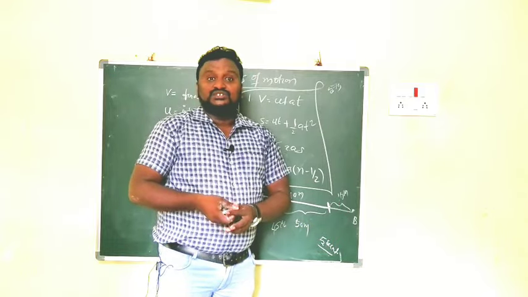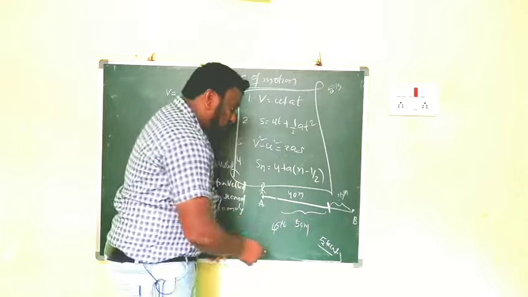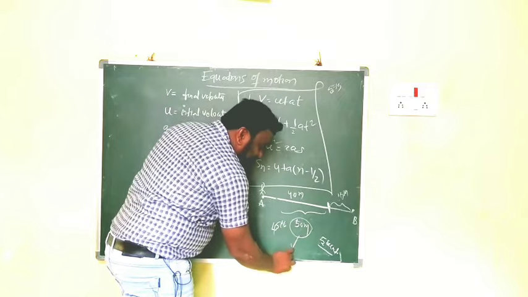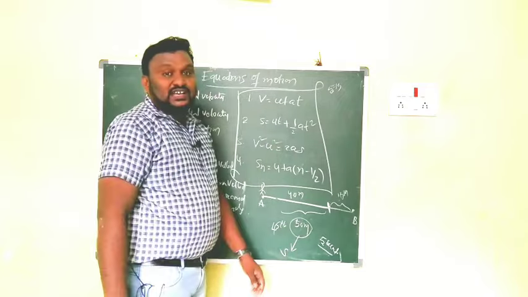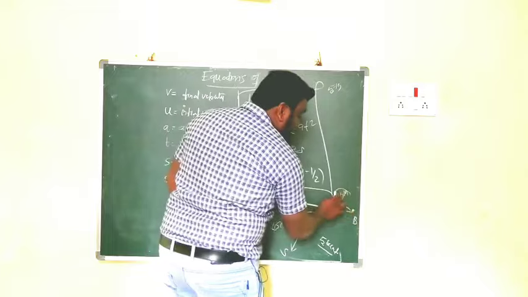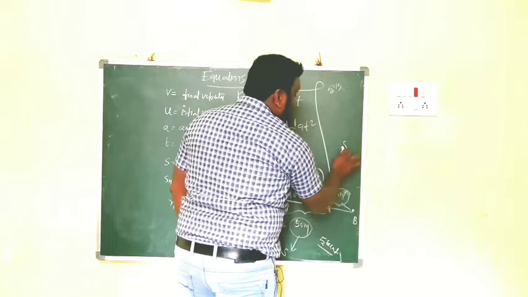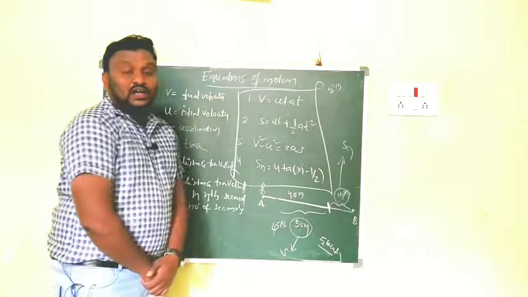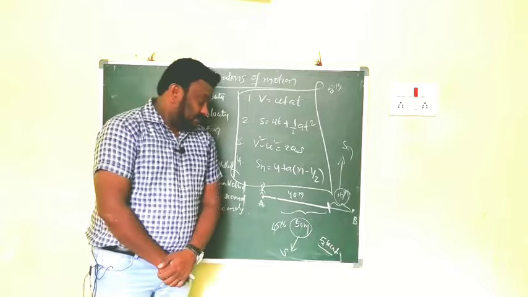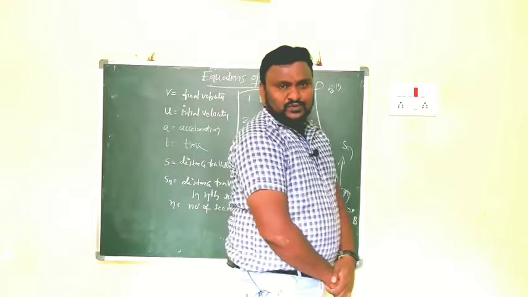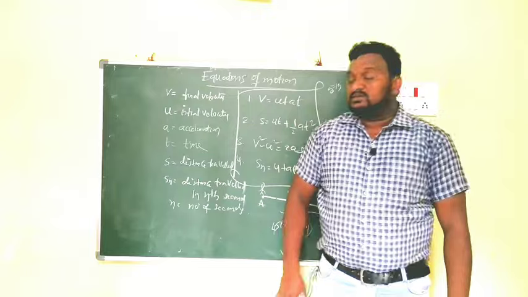Clear, children? So now in this example, 50 meters is the S, and 10 meters is the Sn. I hope you are understanding. Again, I am explaining, so these are very, very important problems.